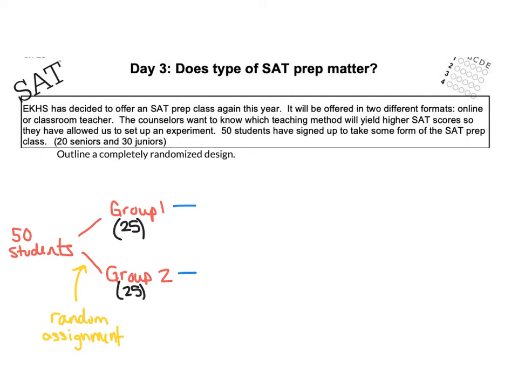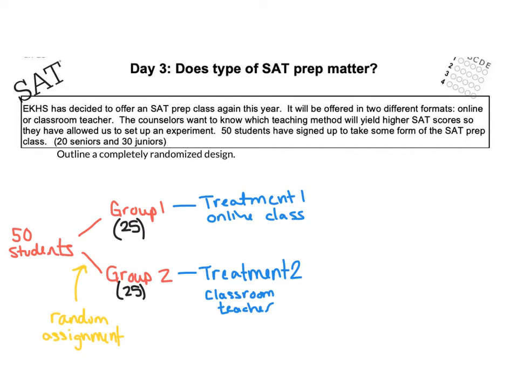From here, you would assign your treatments. So treatment 1, I'm going to call that the online class. And treatment 2 has a classroom teacher. After I run this experiment, I've got to do some comparison to see how effective this is. So what am I going to do? I'm going to compare the SAT scores. Report different statistics to compare the effectiveness of the 2 treatments.